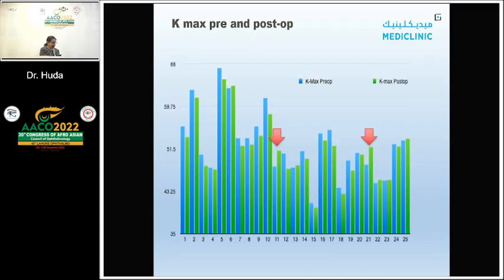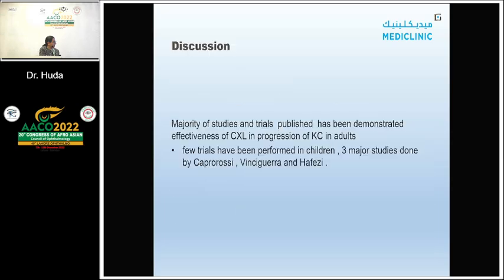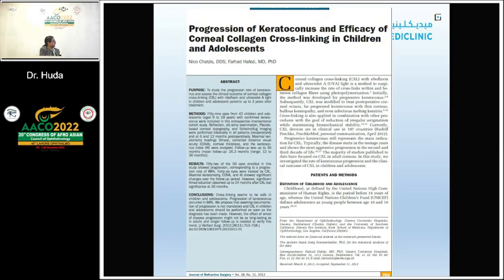Okay, this is important for me because here it shows the K marks, pre and post op, and it can show the reflection in the K-max. And this is the study of Hafizi. It shows, because this is on Zoom, I sent it on Zoom.